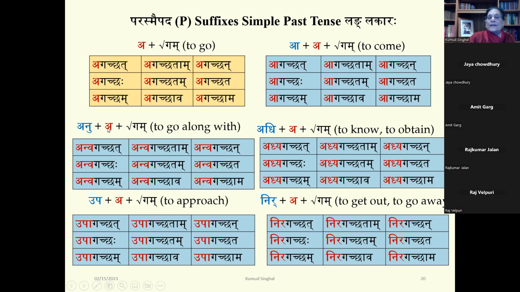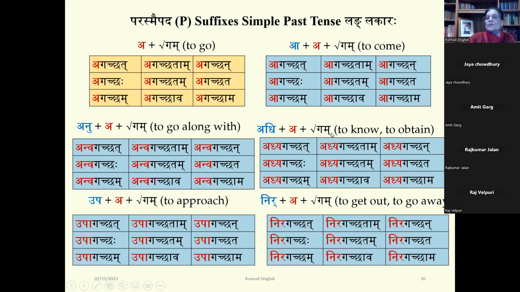So anu plus a will be anvagachat, anvagachatam, anvagachan, anvagachah. So there will be this sandhi. So when you add the upsarga anu to the dhatu gam, in the past tense, it will become anva, to go along with. Now, let's say you add an upsarga adhi.